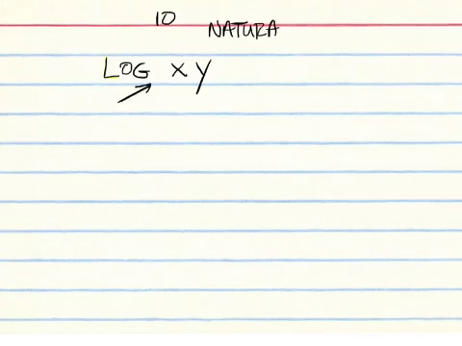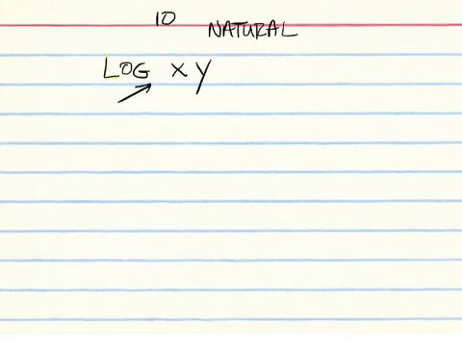Alright, first example here is going to be the following. If we have log of xy, anytime that there is no base written, such as right here, then the base is 10. That's called a natural log. The base is 10 when it's not written.